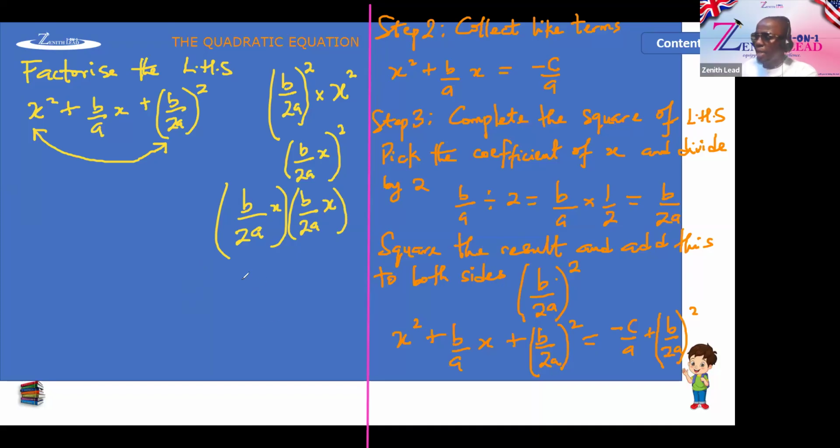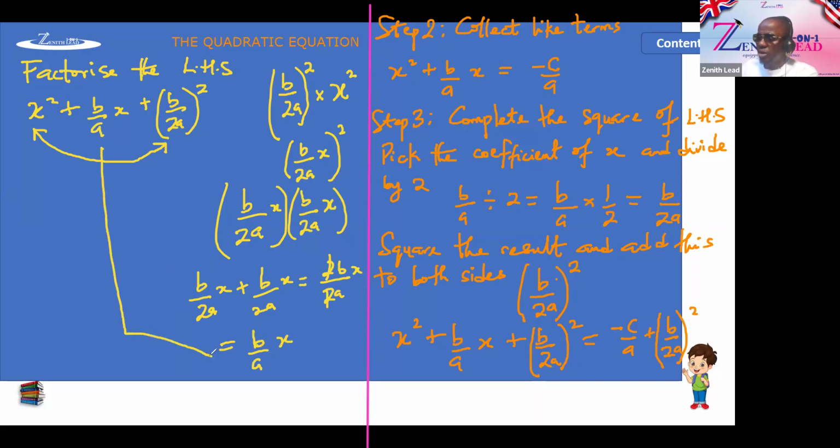If you add b over 2a x plus b over 2a x, you're going to get the middle term, the x term in the quadratic expression, because this is going to be 2b over 2a x. The 2 cancels, and you have b over a x. This is the middle term of the quadratic expression.